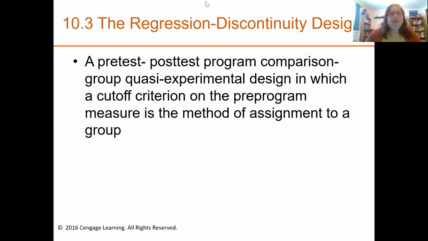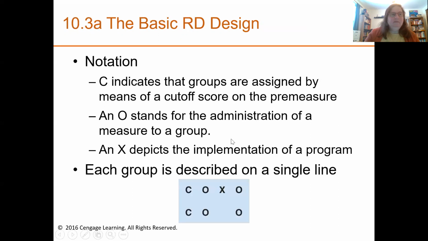So let's talk a little bit about the regression discontinuity design. A pre-test, post-test program comparison group quasi-experimental design in which a cutoff criterion on the pre-program measure is the method of assignment to a group.